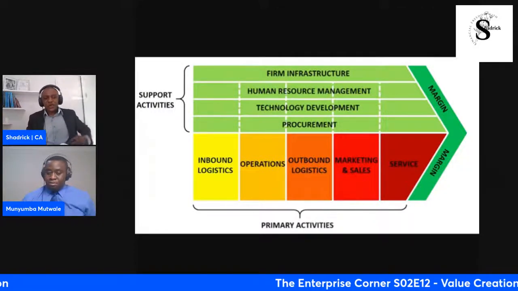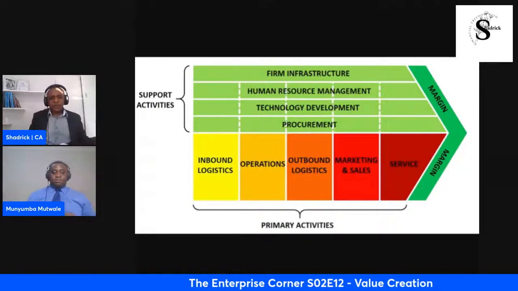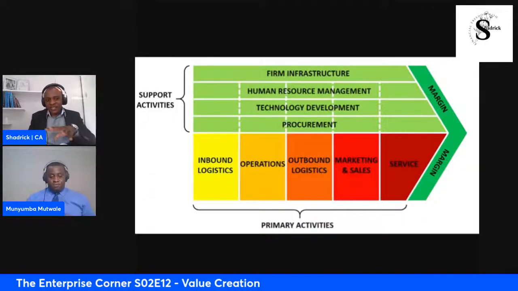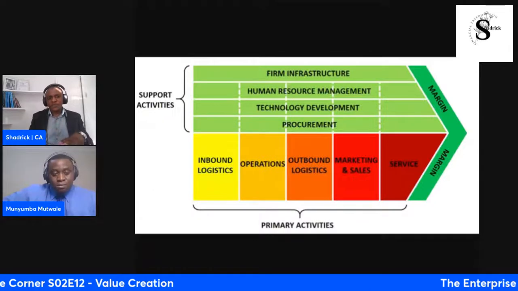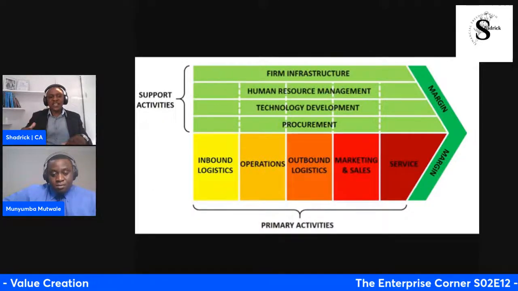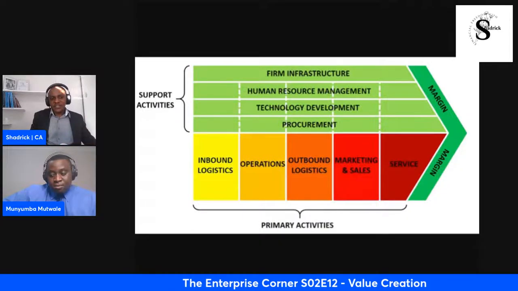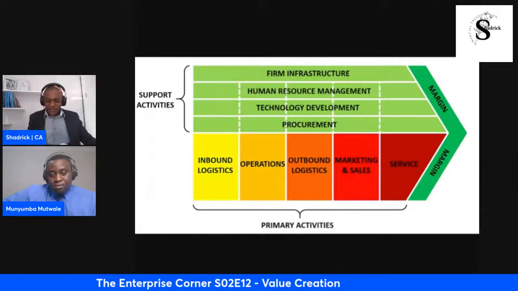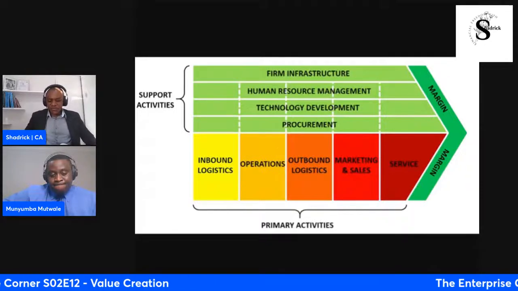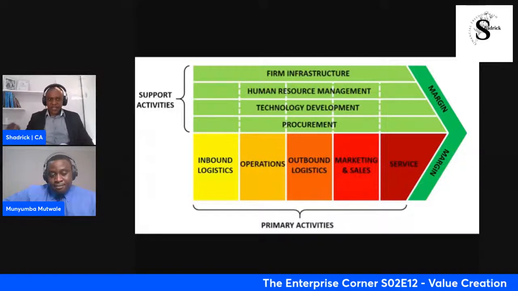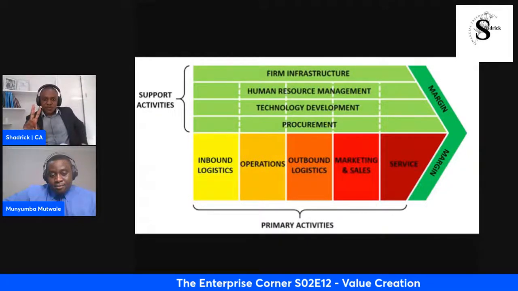So unless your value is so much that people are willing to pay an extra amount, then you can do a lot of stuff at the inception. But before you go anywhere, guys, please remember inbound logistics is one of the most important. If you get this one right, your business is on track to seeing great results. And of course, Nyumba did tackle operations, outbound logistics, marketing and sales, and also after-sales service. So create a relationship with your customers, all right?